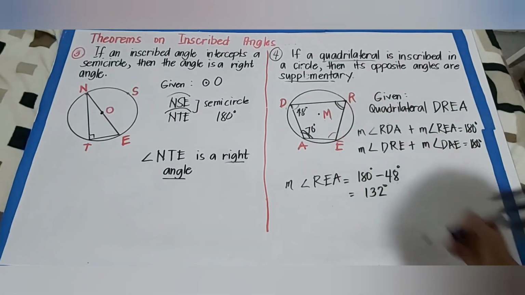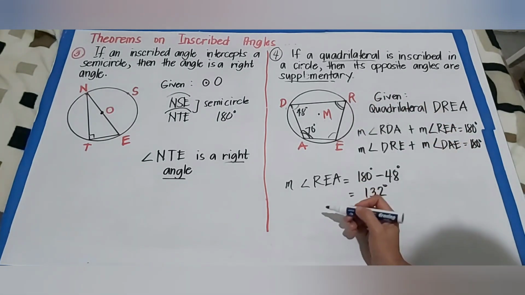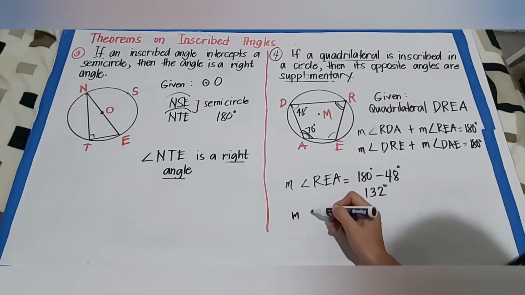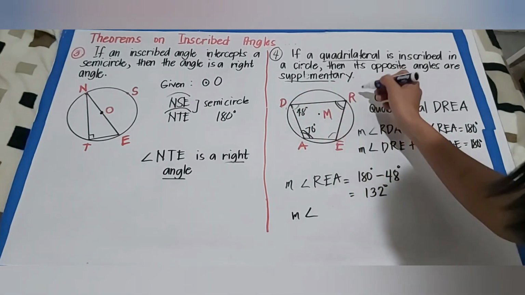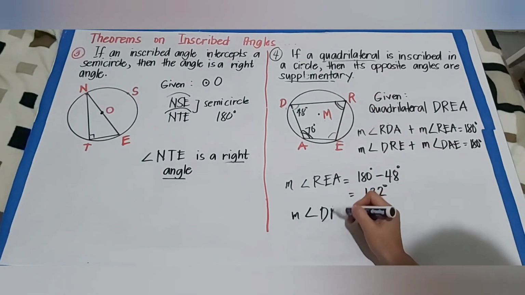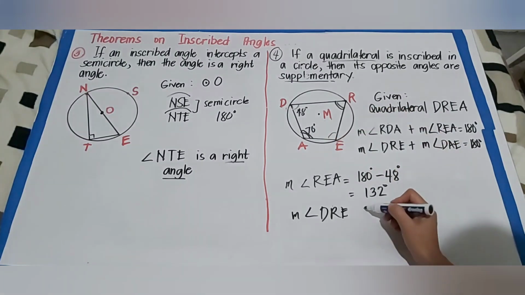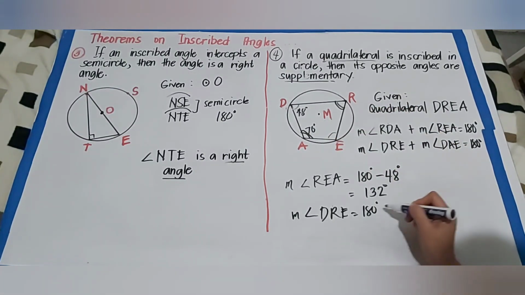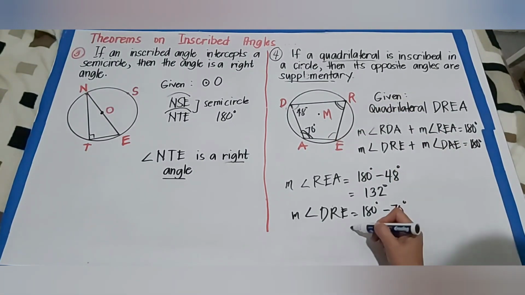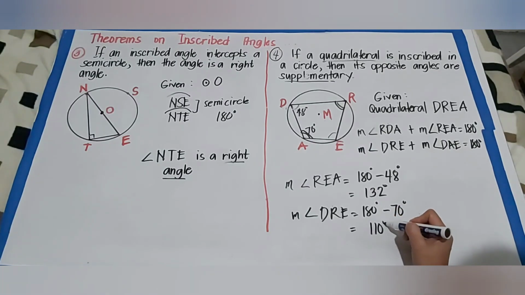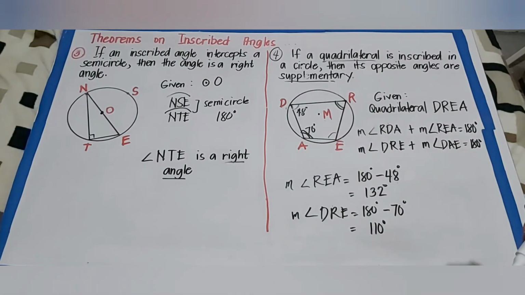Now, let's say, for example, this is 70 degrees. What's the measurement of the other one? So, ito ang angle, measurement of angle DRE. Katapat niya ay 70. So, that's 180 degrees minus 70 degrees, which is 110 degrees. So, there you have it. Those are the 4 theorems on inscribed angles.